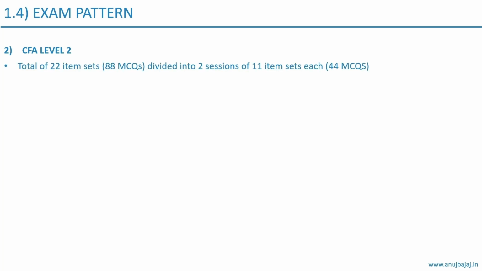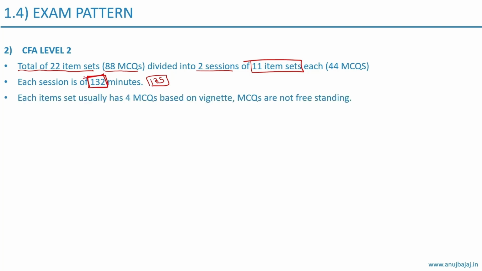In CFA Level 2, we have a total of 22 item sets, that is a total of 88 multiple choice questions divided into 2 sessions, where each session has 11 item sets. Each session is of 132 minutes. In CFA Level 1, it was 135 minutes, but here it is 132 minutes. And each item set usually has 4 multiple choice questions based on a vignette. And these multiple choice questions are not freestanding like the way we have seen in CFA Level 1.